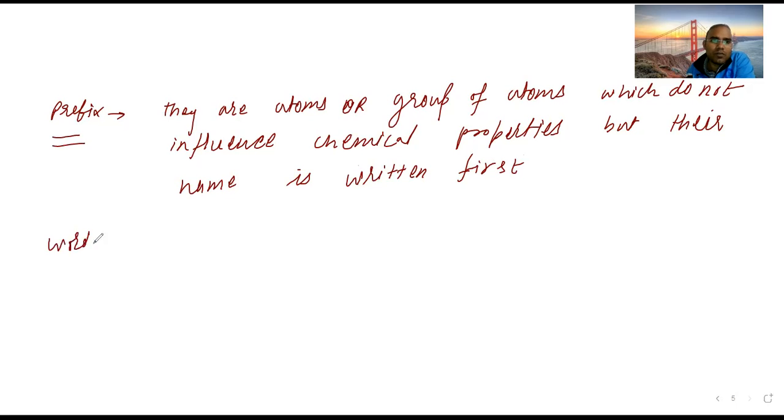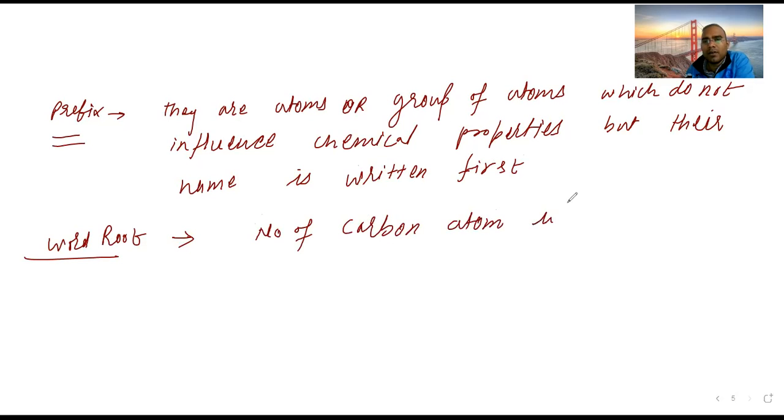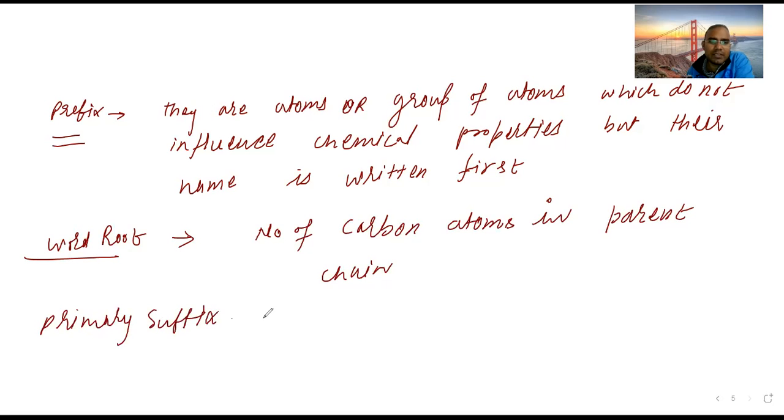Word root, you need not write. Firstly, word root means the number of carbon atoms in the parent chain. Primary suffix means nature of bond. The nature of bond can be single bond, double bond, or triple bond. Now, secondary suffix.